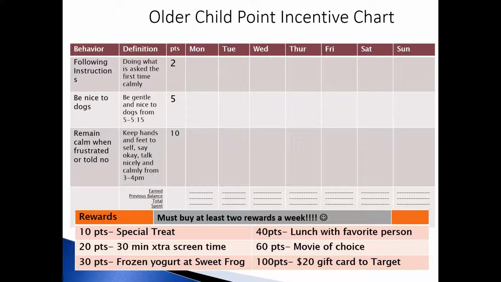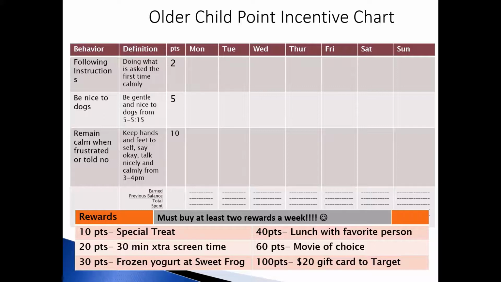So they would keep track of how many points were earned, and then at the bottom, they broke down the rewards and what those points could be exchanged for. So they could exchange 10 points for a special treat, 100 points, they got a $20 gift card to Target. You can see the different activities and rewards that were added in there and the amount of points each of those rewards are worth. And they also have in here that they must buy at least 2 rewards a week.